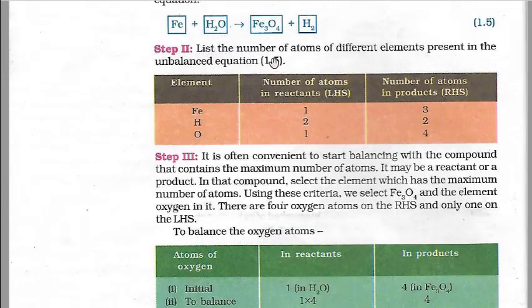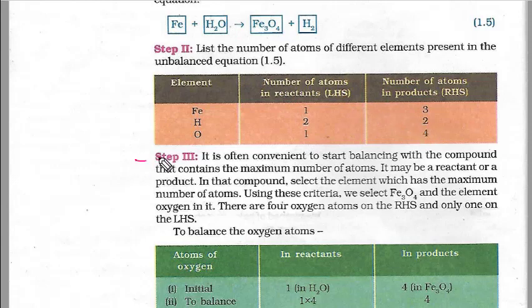Now step 2, list the number of atoms of different elements present in the unbalanced equation. Here we can see that there are 3 elements, iron, hydrogen and oxygen. So we have written all the 3 elements here. Now we will see how many of them are present on the left and the right hand side of the equation. Iron here 1, so we have written 1 here, 3 iron, so we have written 3, hydrogen 2, 2, oxygen 1, oxygen 4.